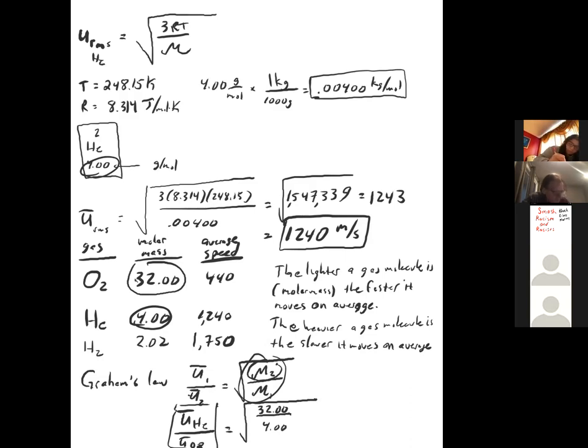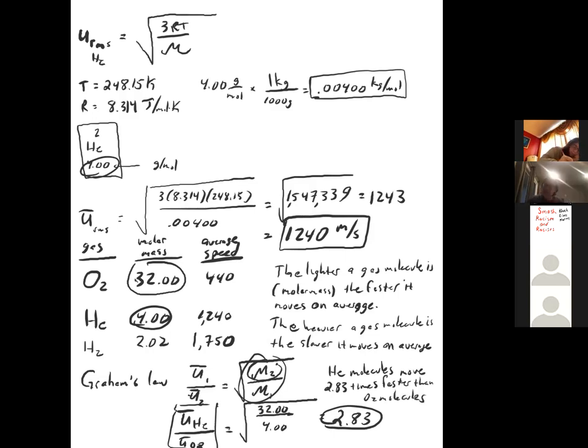Okay. So now you take the square root of that, you get 2.8. So what that tells us is that on average, helium molecules move 2.83 times faster than oxygen molecules. It's kind of cool.